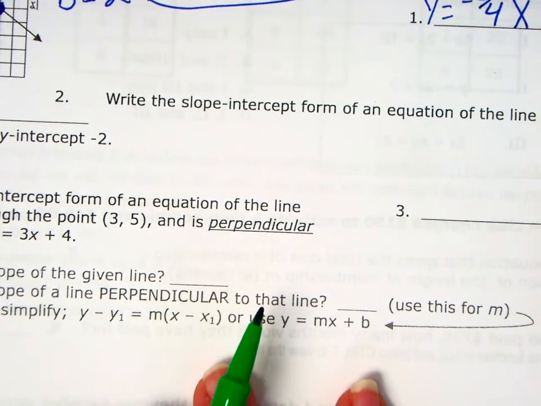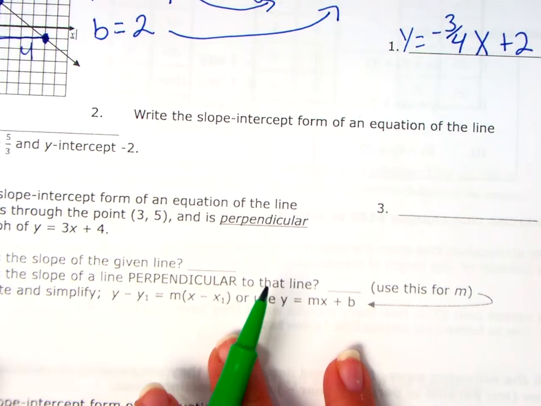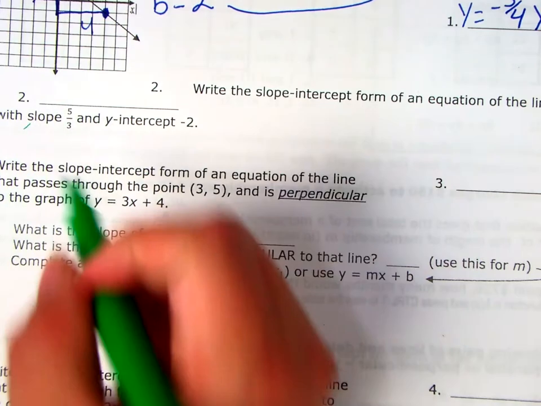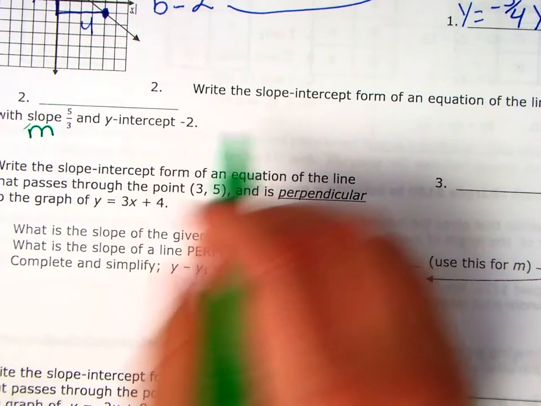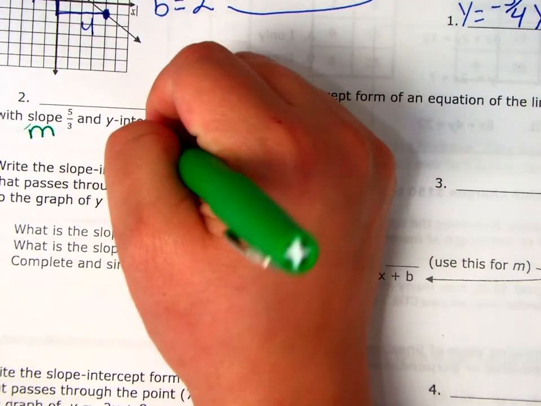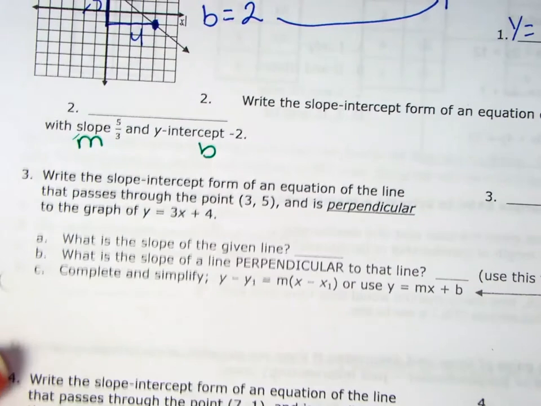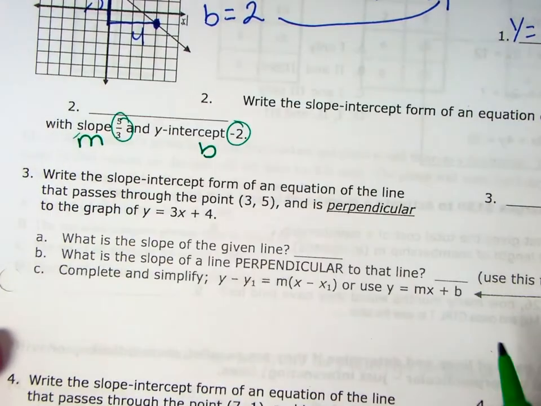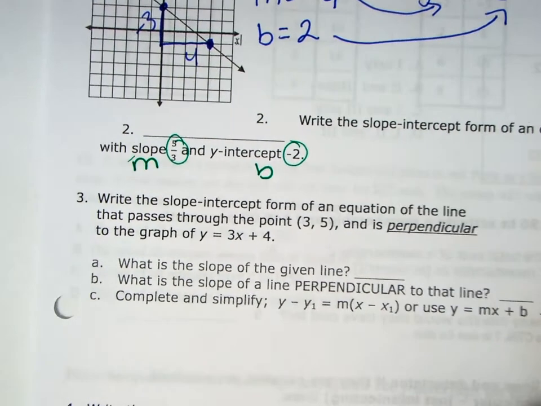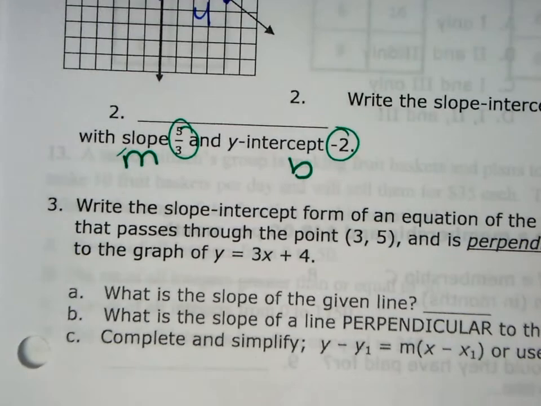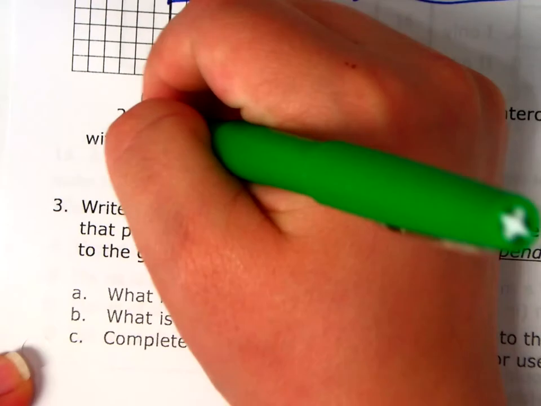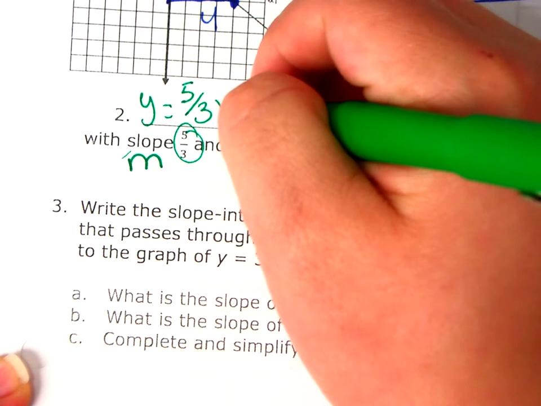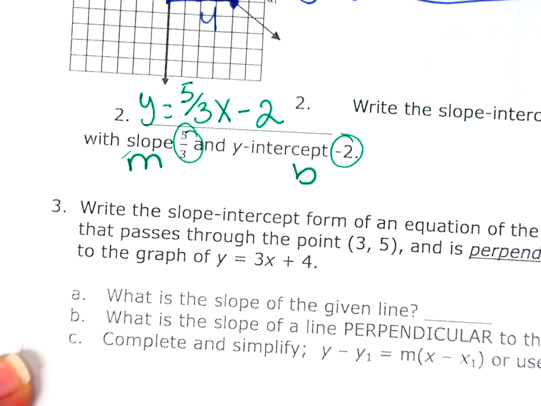Problem number 2. Write the slope-intercept form of an equation of a line with the slope of 5 over 3, so that's my m, and a y-intercept of negative 2, which is my b. So plug those numbers in to our equation, and what is my answer? Y equals 5 over 3 x minus 2. Good job.